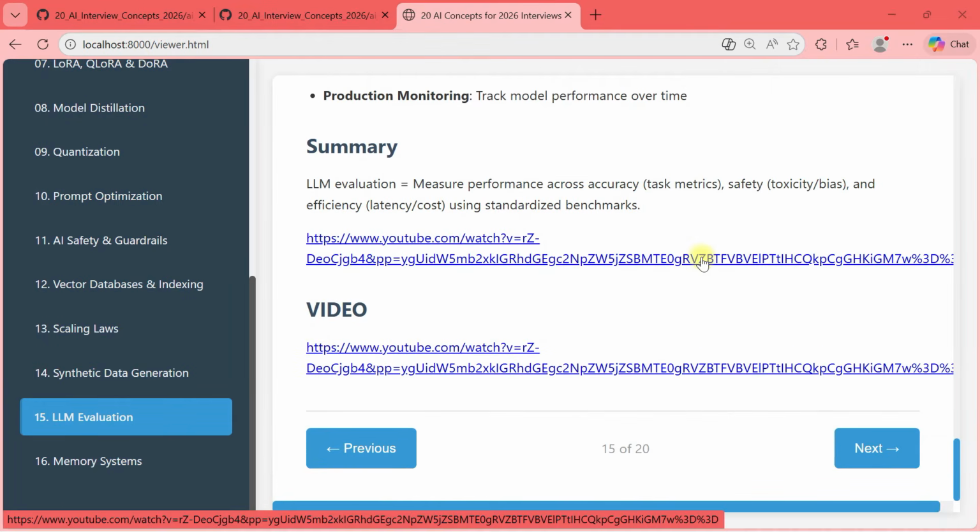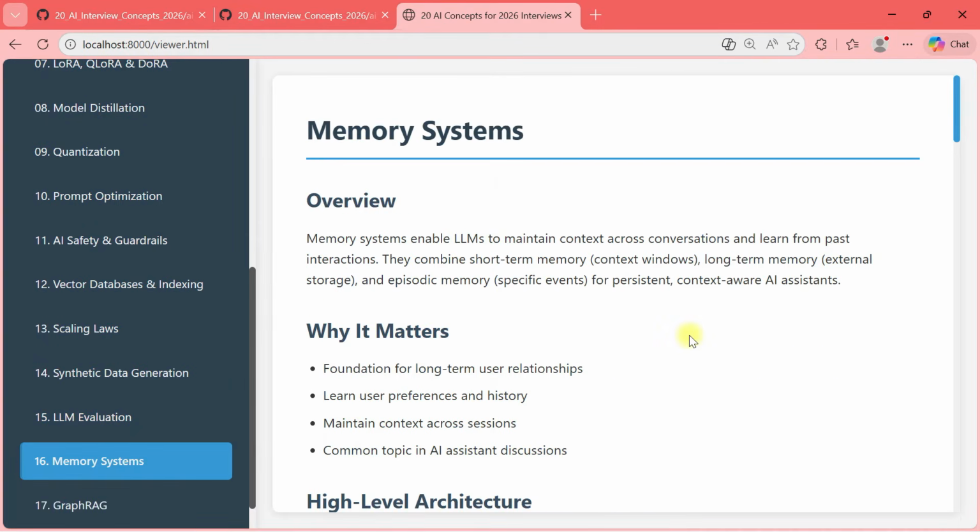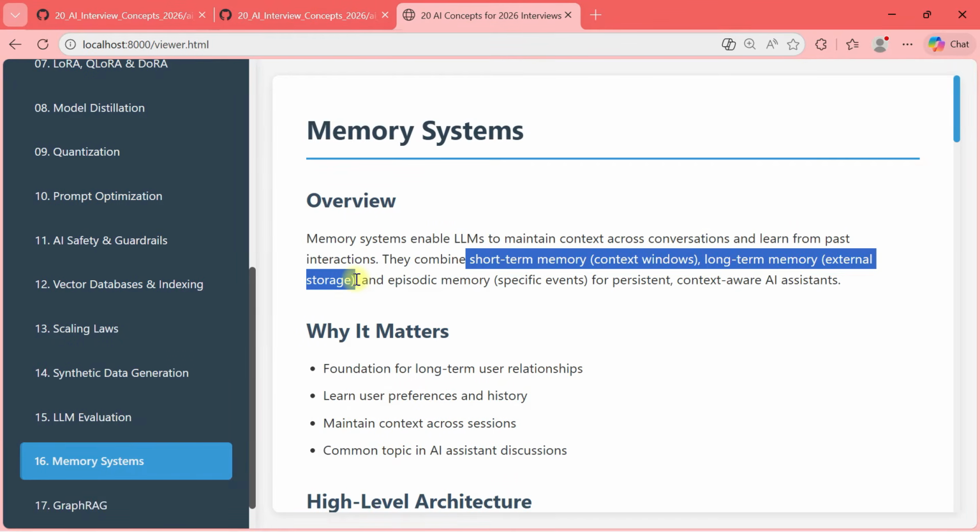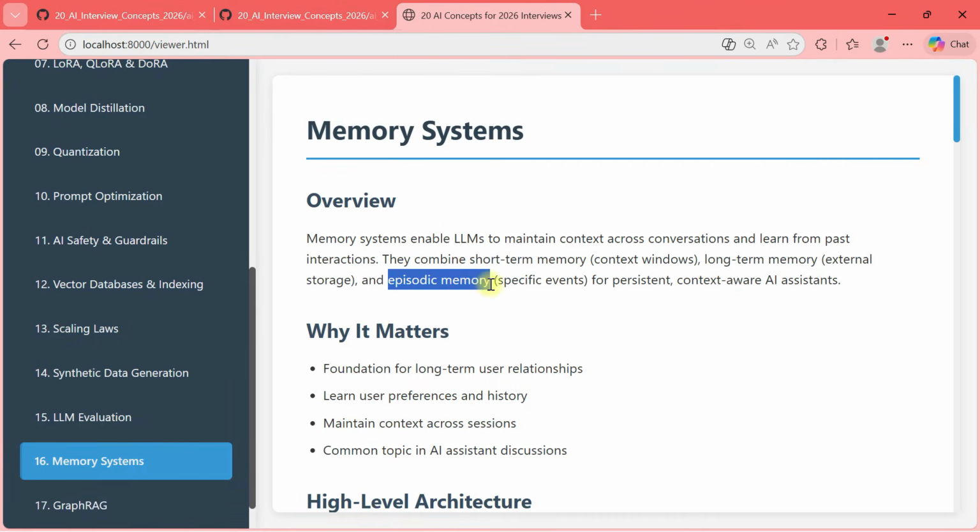Let's move to the next one, memory systems. Again, one important one. What are memory systems? When you interact with LLMs, there could be different types of memories. One memory is the in-context memory. Suppose you are chatting with Gemini or ChatGPT, that is context memory, called short term memory. Then there is long term memory, which is in external storage, maybe a knowledge base or something. And then there is episodic memory, that is about specific events or persistent context aware AI assistants.